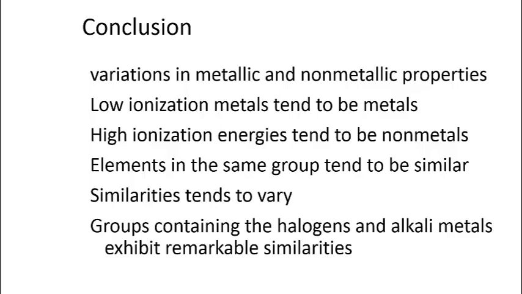Elements that are in the same group generally do exhibit similar properties. However, the degree of similarity does vary depending on the group. For instance, group 1A, the alkali metals, do exhibit remarkable similarities, as do elements in group 7A, the halogens. On the other hand, group 4A elements tend to range from carbon at the top to lead, which is a metal, at the bottom.